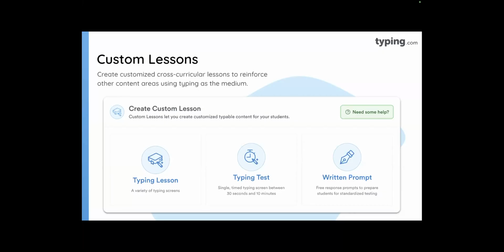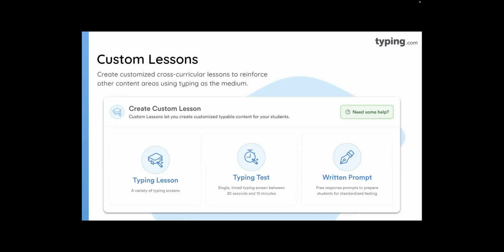So perhaps a book they're reading in a different class, perhaps they're doing a unit on mammals in a biology class, and they can create typing screens with content. So whether it's vocabulary words that they want to practice, spelling words, definitions, and reinforce the topics from other subject matters through typing, right? So it's a great way to kind of, two birds with one stone and be very efficient, and cover those cross-curricular topics.